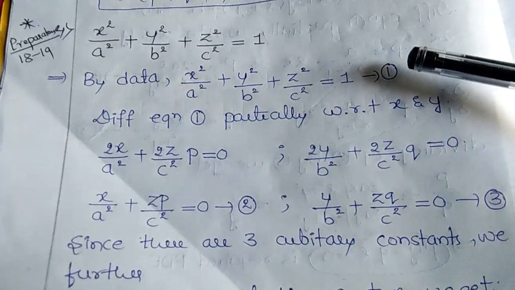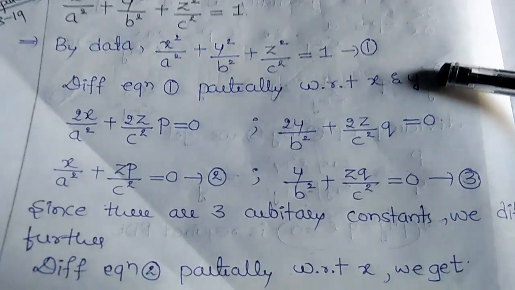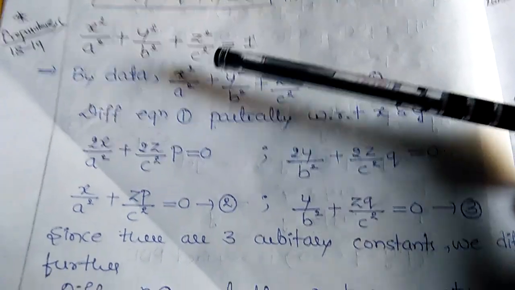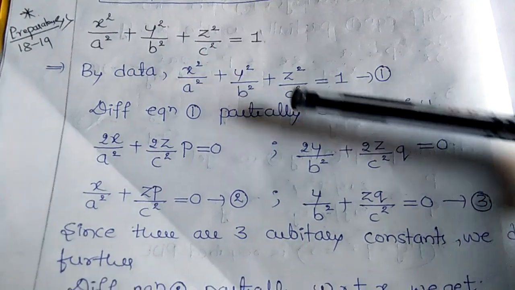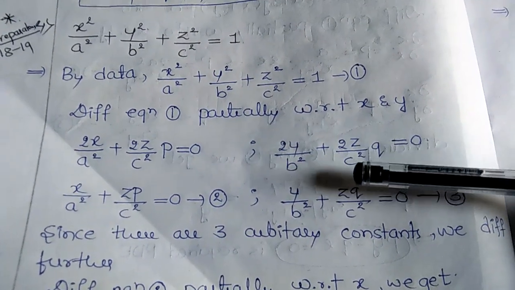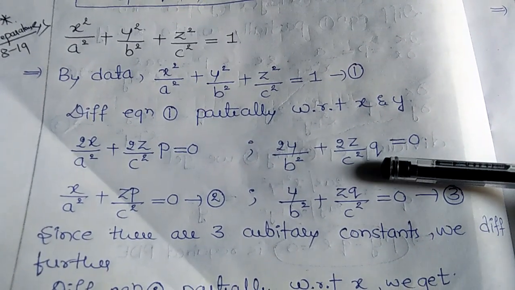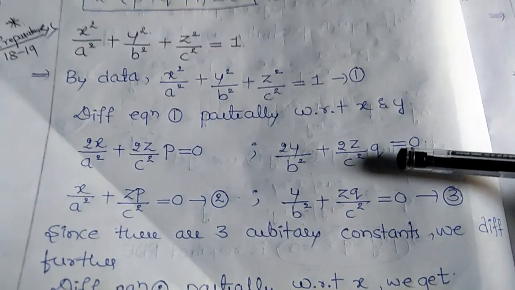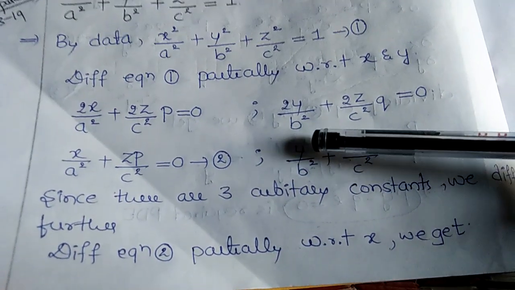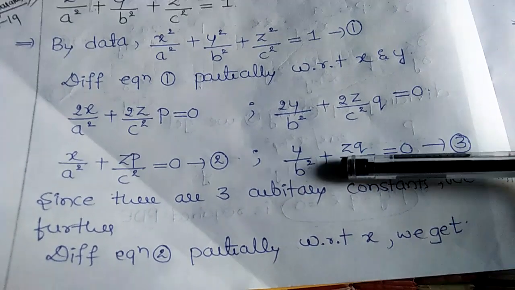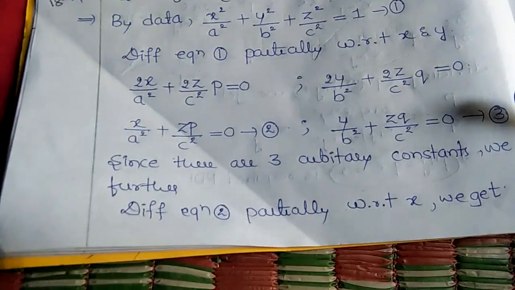Given equation, or equation 1, can differentiate partially with respect to y, means first term becomes 0. Then 1 by b square is as it is, constant value. What is differentiation of y square? It is 2y. Plus 1 by c square is constant. Differentiation of z square is 2z into dou z by dou y. It is nothing but q. It is equal to 0. So divide throughout by 2. y by b square plus zq divided by c square is equal to 0. Call this as equation 3.